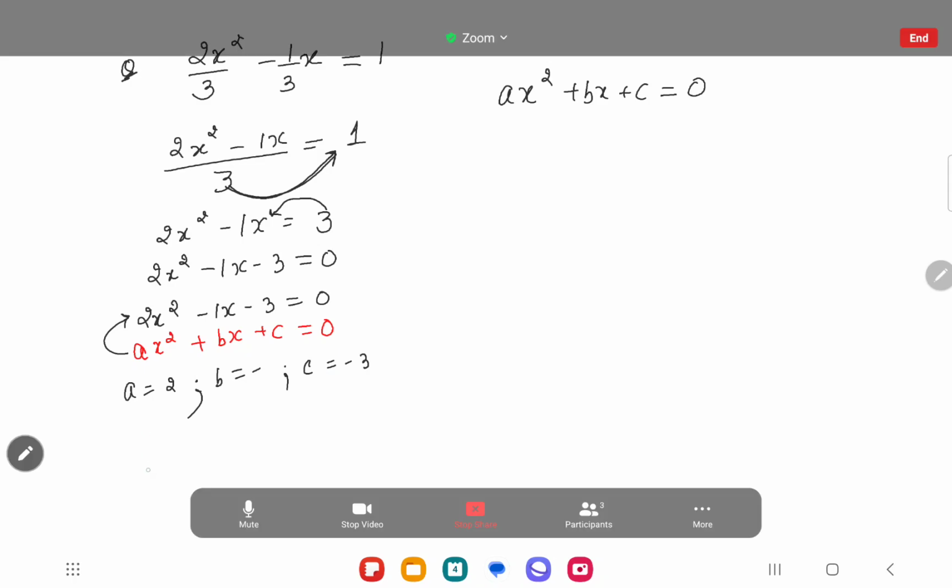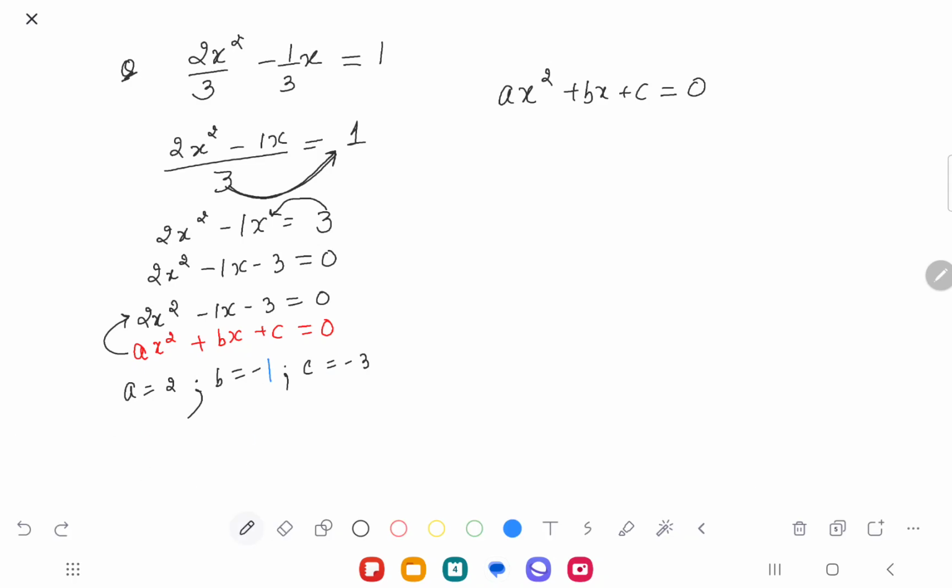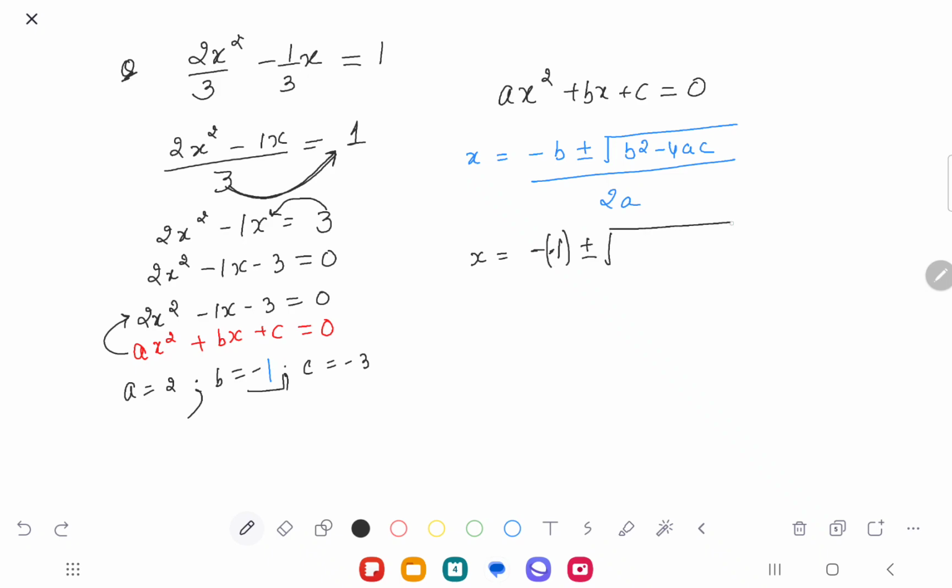Right? And when you have these values of a, b, and c, what is my quadratic formula? x equals minus b plus minus under root of b square minus 4ac over 2a. So my answer shall be x equals minus b. Minus is in the formula, b's value is minus 1. So minus 1, right? Plus minus under root of b square, minus 1 square, minus 4, a shall be 2 and c shall be minus 3, over 2a. A would be 2. I hope you're understanding.